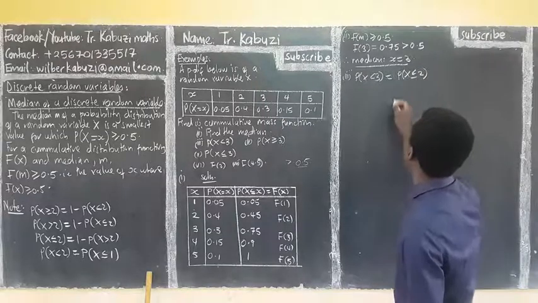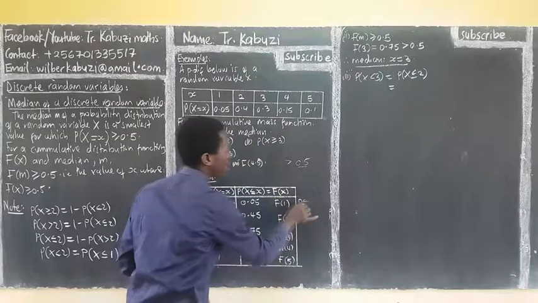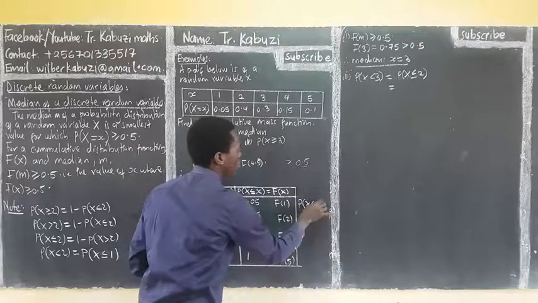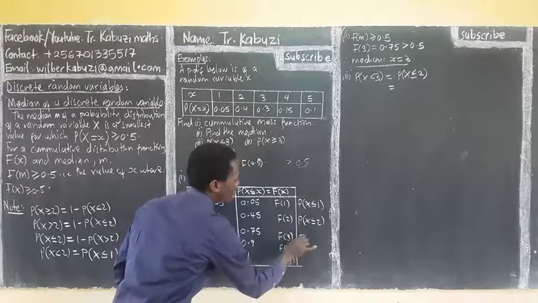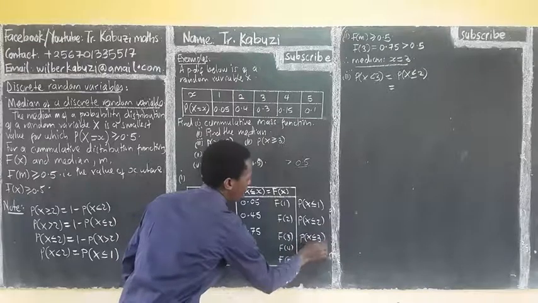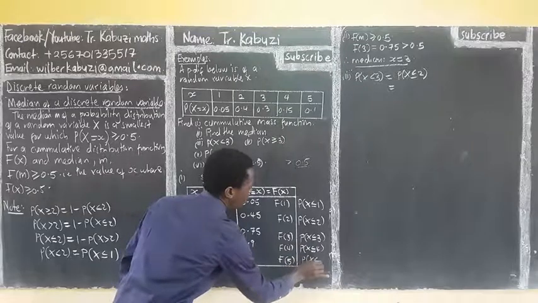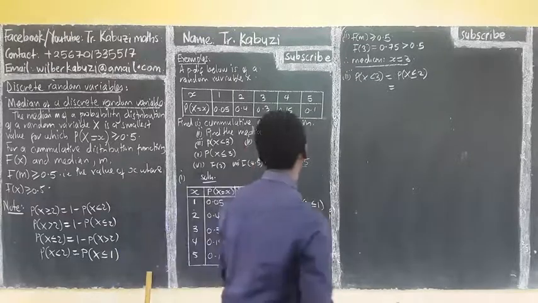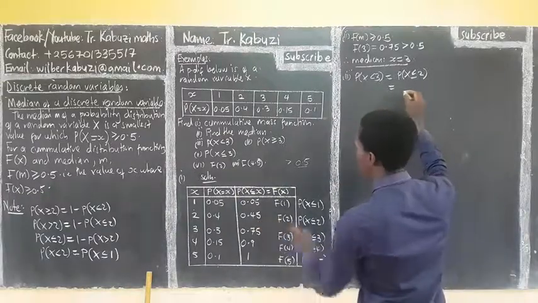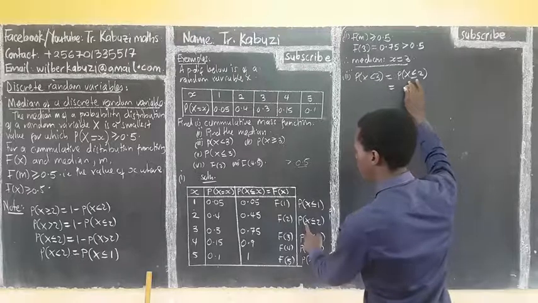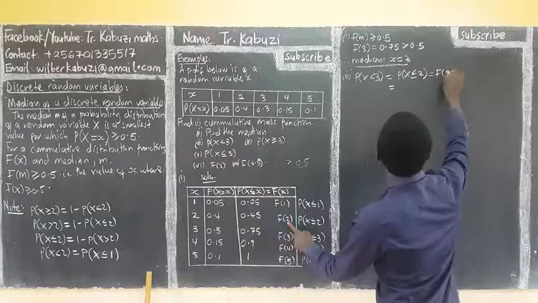From 2 and below. And remember, capital F of this is the same as probability of x less or equal to 1. This is the same as x less or equal to 2. And this is the same as x less or equal to 3. Probability of x less or equal to 4. And this one probability of x less or equal to 5. So now you see, to get this, you just get this value here, which will be less or equal to 2. It's the same as F of 2.